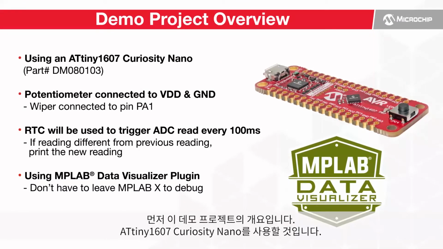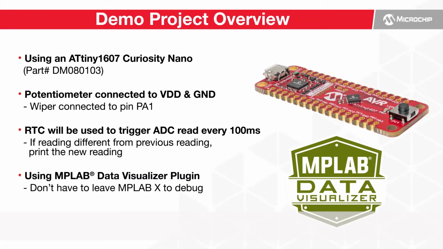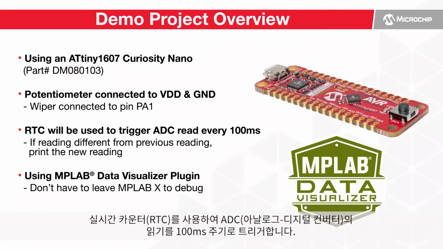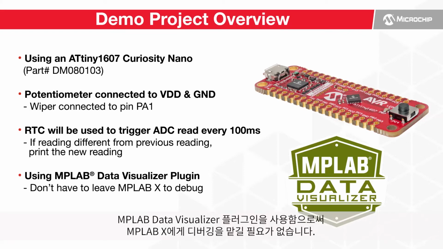So first, an overview of this demo project. We will be using an ATtiny1607 Curiosity Nano. We will have a potentiometer connected across VDD and ground, with the wiper connected to pin PA1. We will use a real-time counter, or RTC, to trigger an ADC, or analog to digital converter, read every 100 milliseconds. If the reading is different from the previous reading, then we will print the new reading. Using the MPLAB Data Visualizer plugin, we don't even have to leave MPLAB X to do our debugging.